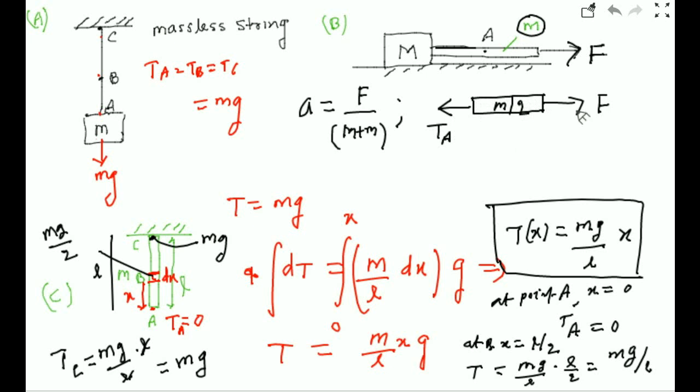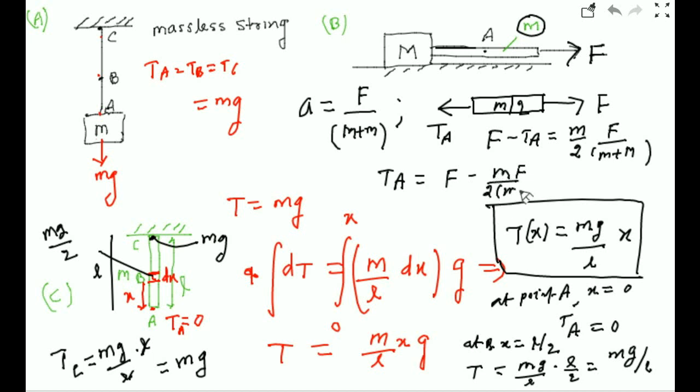Where is this mass going? In the right direction. So F will be greater than T_A. So you have to write F minus T_A equals mass into acceleration. Acceleration is given as F by m plus capital M. So you know that T_A equals F minus mF by 2 into m plus capital M. And this way you can calculate.